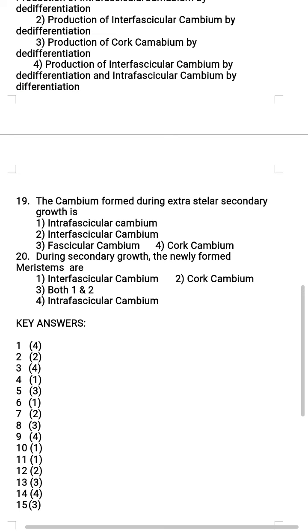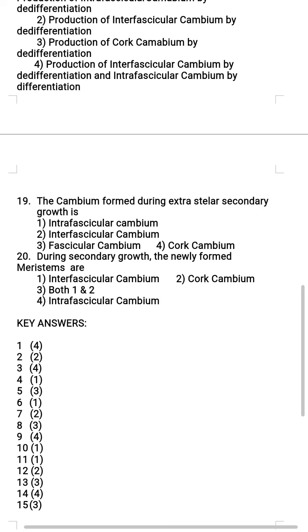Cork cambium. So here, as the stem continues to increase in girth due to the activity of vascular cambium, the outermost cortical and epidermal cell layers get broken and need to be replaced to provide new protective cell layers. Hence, sooner or later, another meristematic tissue called cork cambium or phellogen develops. Cork cambium, also called phellogen, develops soon after the broken cells need replacement.